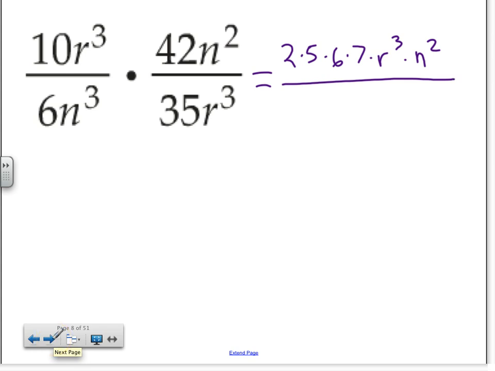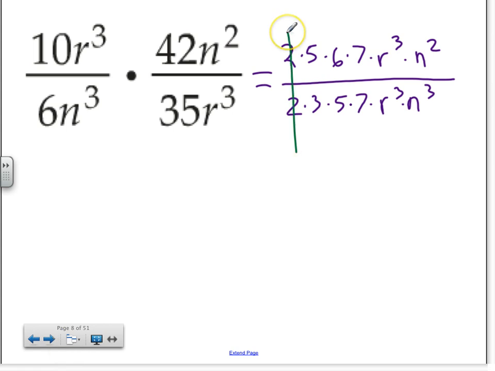What about the bottom? How can I write 6 another way? 2 times 3, okay. What about 35? 7 times 5. Okay, good. And we have the r cubed and we have the n cubed, correct? And notice once again, they're all linked up by multiplication. No addition or subtraction in sight, right? So now we look carefully and say, wait, do we have anything in common to cancel out?